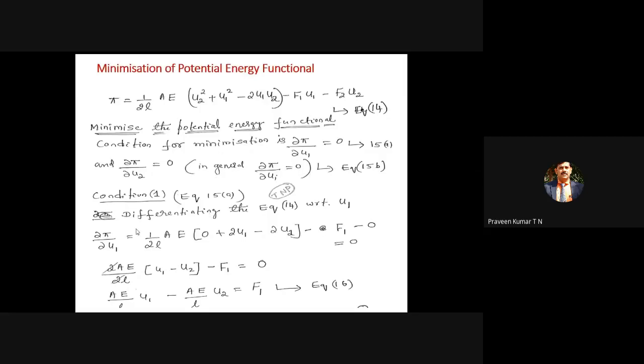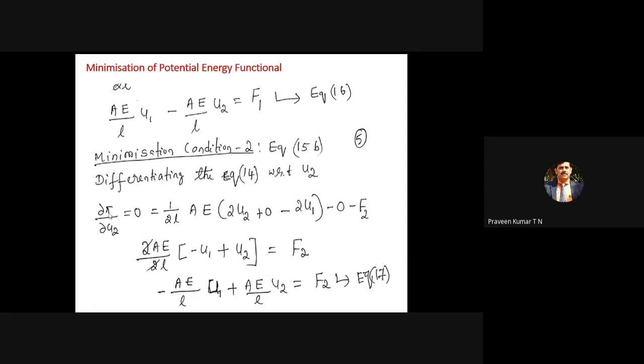So that means in this equation there are two unknowns, U1 and U2. To get those two unknowns, we require two equations. One equation we get when del pi by del u1 is equal to 0. We get one more equation by differentiating the potential energy pi with respect to u2. So finally we end with two equations.